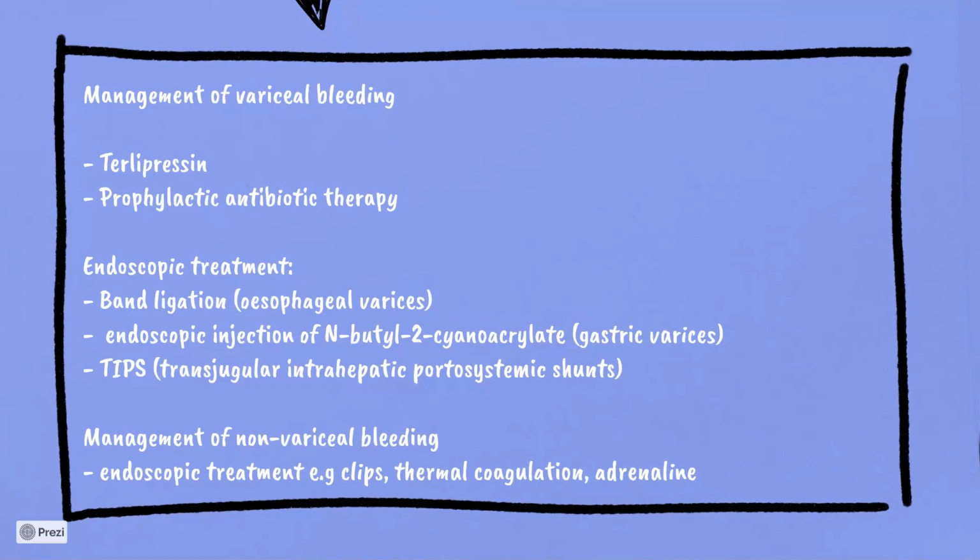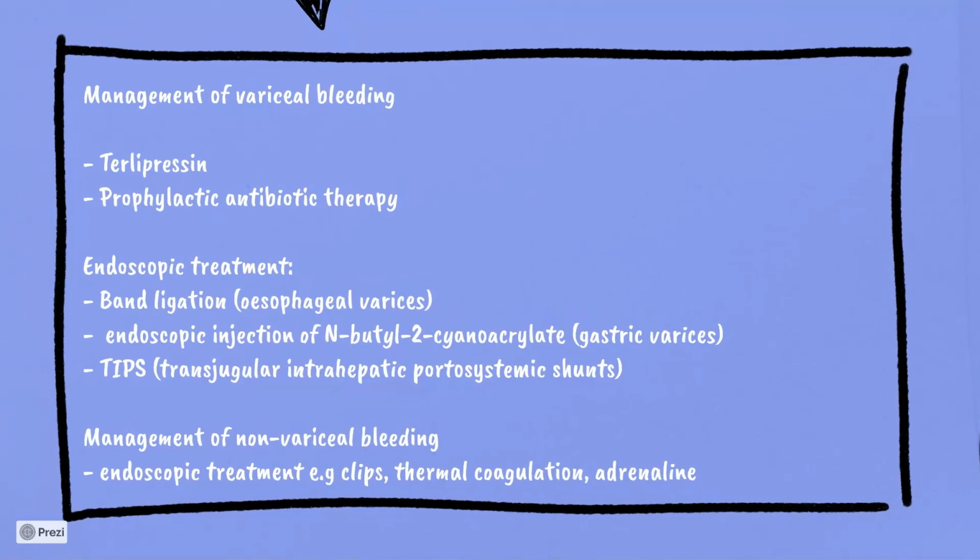Once we have stabilised the patient with medical management, we then move on to endoscopic management, and this varies across whether or not the bleed is variceal or whether it is non-variceal. In the case of a variceal bleed, we can consider band ligation, and if this fails, we can consider a TIPS procedure. In the case of non-variceal bleeds, endoscopic management often consists of clips, thermal ablation, and adrenaline.